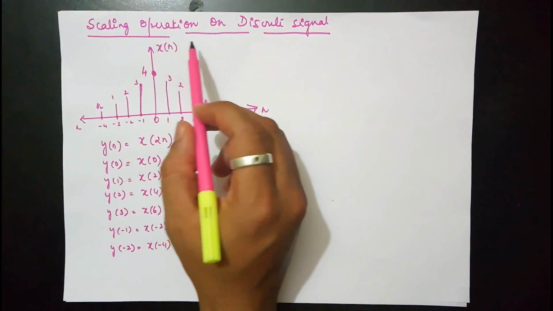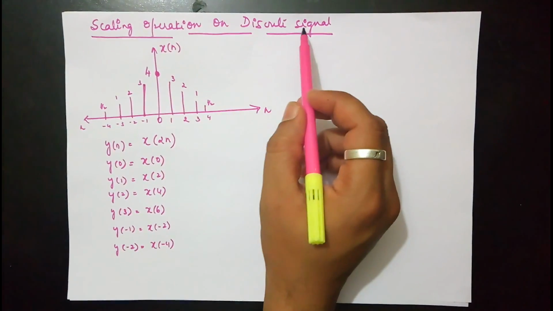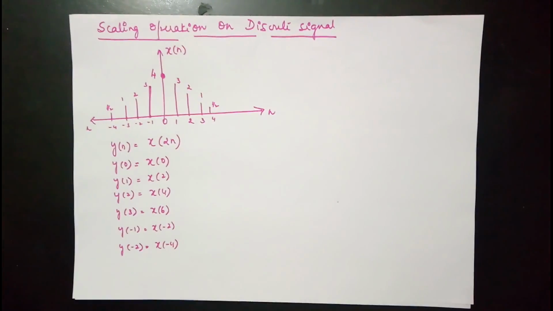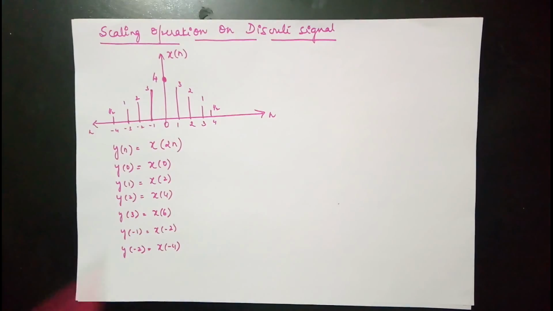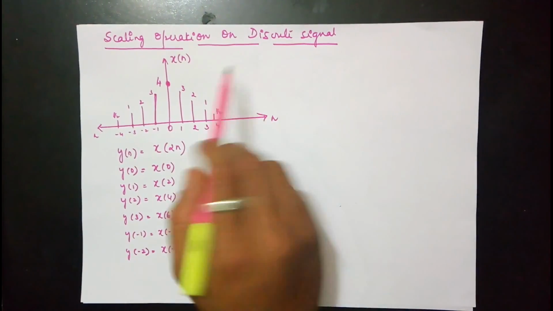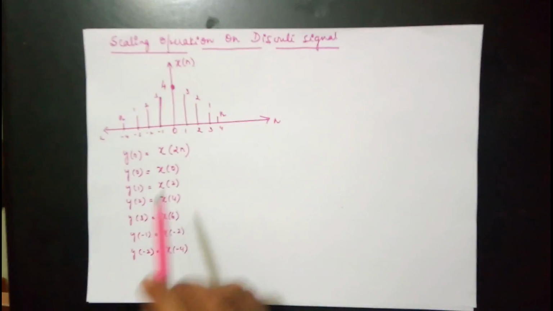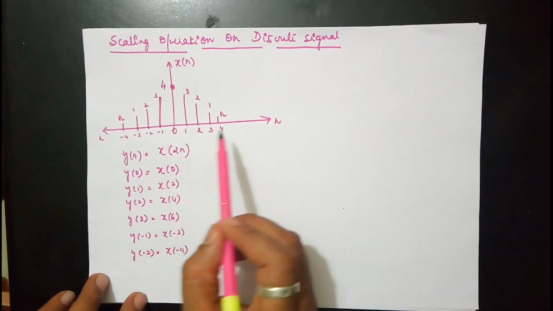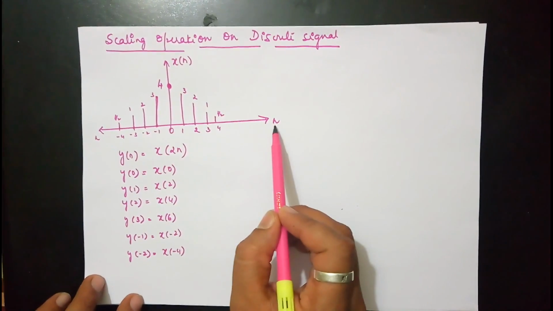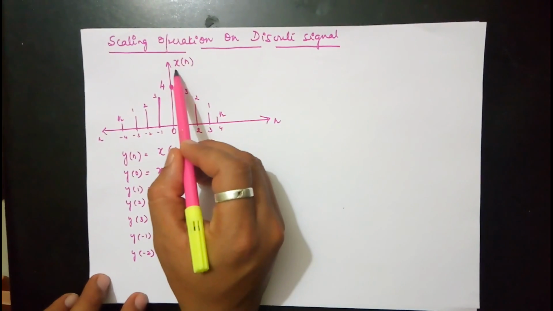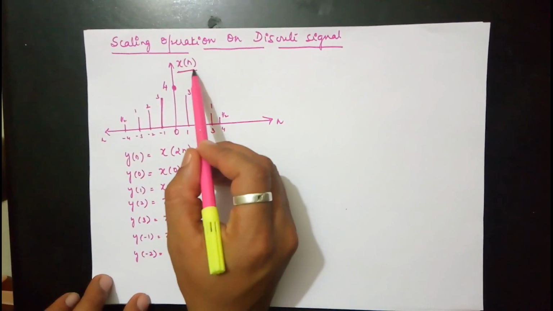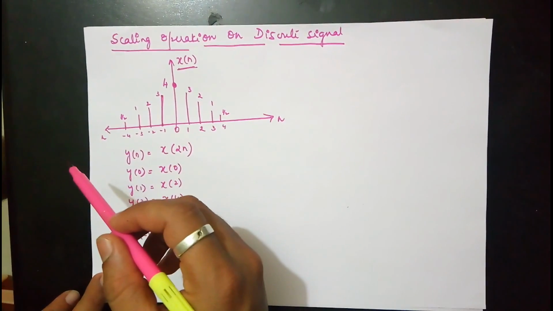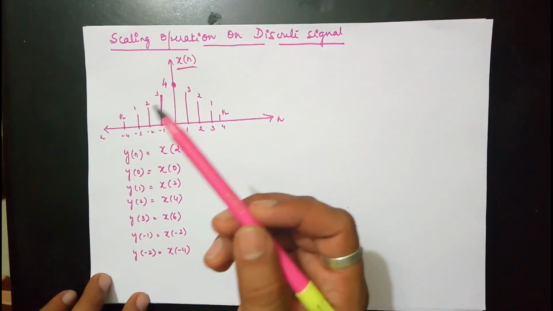Now the scaling operation on discrete time signal. There is a slight difference between the scaling operation done on a continuous time signal when compared to the scaling operation that we can do on a discrete time signal. If I take an example of a discrete time signal which extends from minus 4 to 4 with the x-axis being n, the signal is represented as x of n because it is a discrete time signal, when compared to the continuous time signal which is represented as x of t.